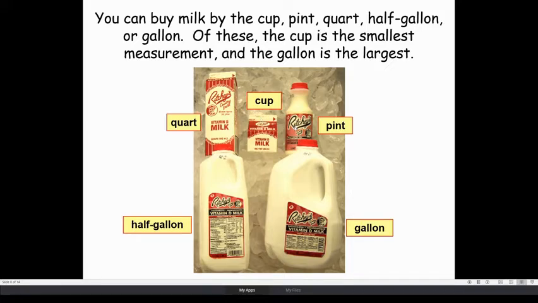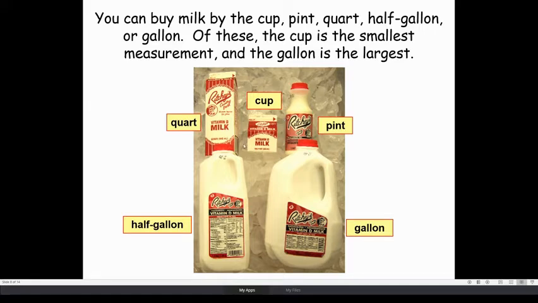So again, when you go to the store, the next time you go to Fred Meyer or Walmart or Target or wherever you go to grocery shop, see if you can find these different sizes of milk. The next size up is a pint. I've never really looked for a pint of milk at the store. I'm not sure if it's there. If you're able to find it, great, let me know.